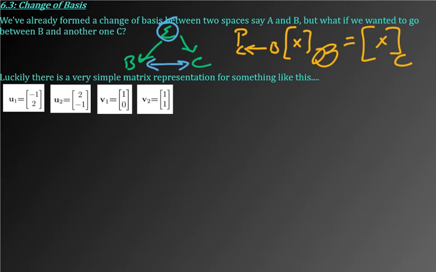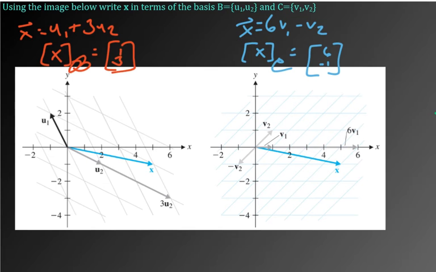So that's the idea. No matter what bases I have, we want to be able to make this matrix so that we can pop it on this vector, and it sends the vector written in B to the same vector, but now written in C. And these U1s, U2s, V1s, V2s are the exact same U's and V's from over here.